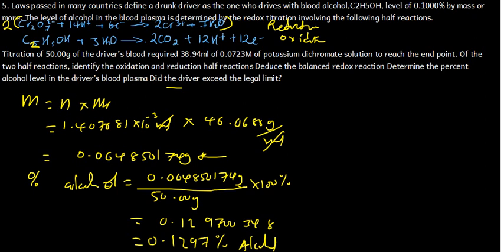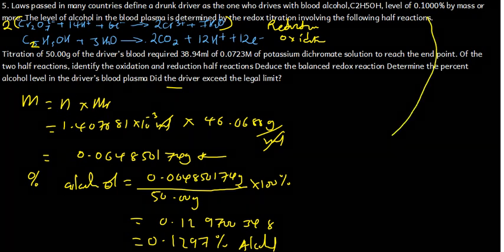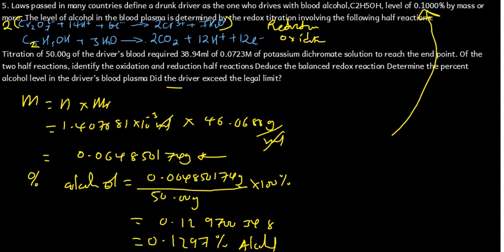Now the last question: did the driver exceed the legal limit? And how do you determine if he exceeded or not? We've been taught there. Laws passed in many countries define a drunk driver as one who drives with a blood alcohol level of 0.1 or above. Now this is 0.12. It is already above the value which has been put on by legal institutions. And so yes, the driver exceeded the legal limit.